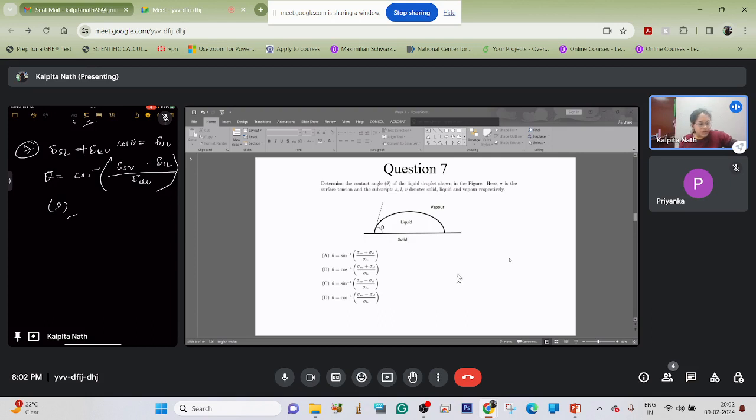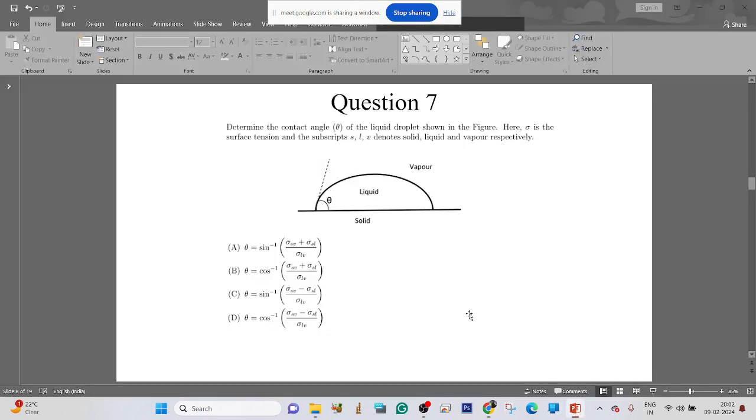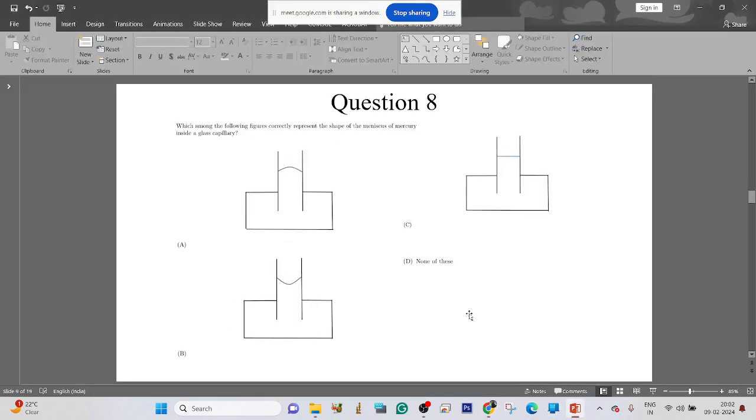Let's move to the next question now. Which among the figures correctly represents the shape of the meniscus of the mercury inside a glass capillary? You already know this. A, ma'am. Yeah.